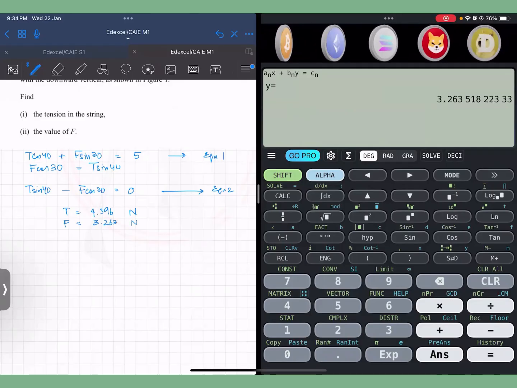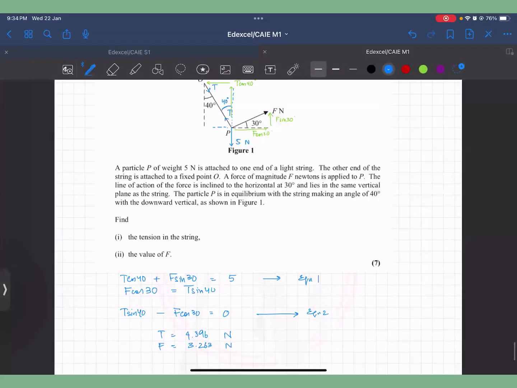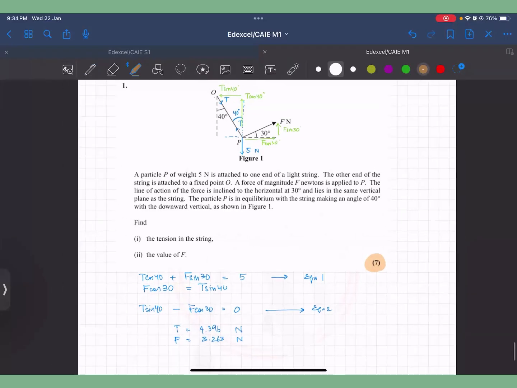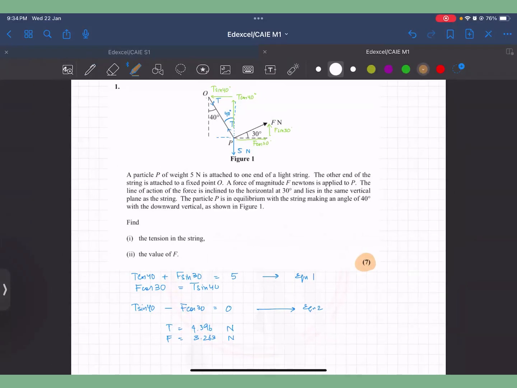That's it. I don't know why they gave us 7 marks over here. This was an easy 7 marks, isn't it? These are, I think, more than required over here. Okay. Nadia, is it clear?